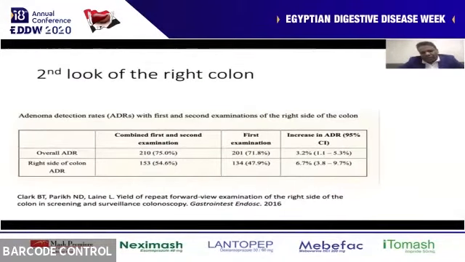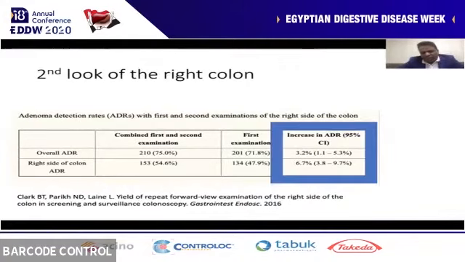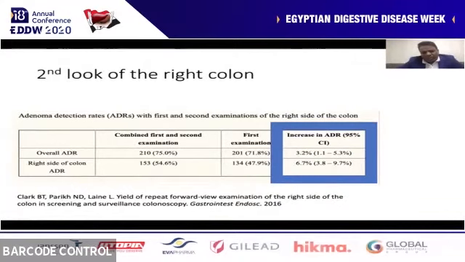It's also helpful to have a second look of the right colon. Sometimes once you've seen the colon once on the right side, you may want to reintroduce the scope and have a second look of the right colon, as we know that this helps us to increase the diagnostic yield and increase the adenoma detection rate overall, and particularly on the right side, you can increase it by 6%.